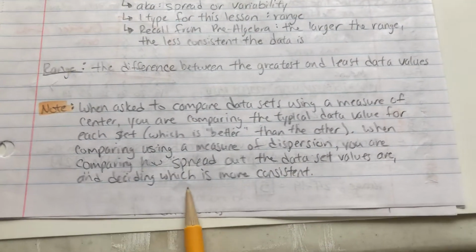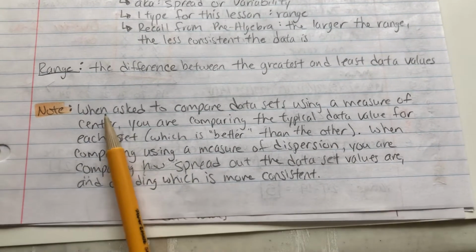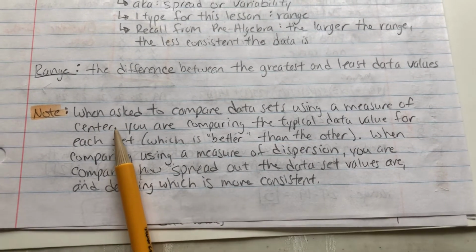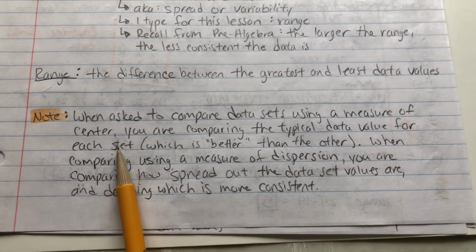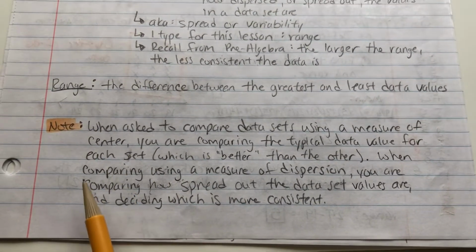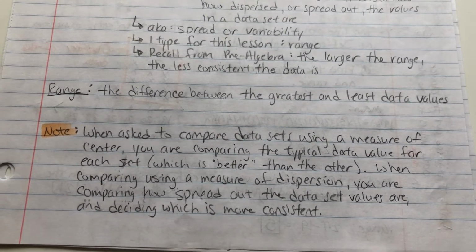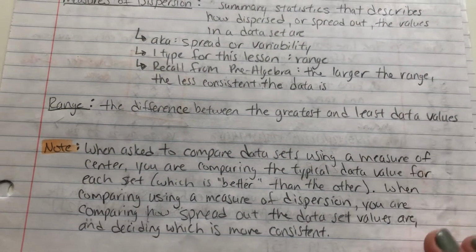And a note here, this again is extra since we're condensing, but when asked to compare data sets using a measure of center, you're comparing the typical data value for each set, which is better than the other. When comparing the measure of dispersion, you're comparing how spread out the data is or deciding which is more or less consistent.